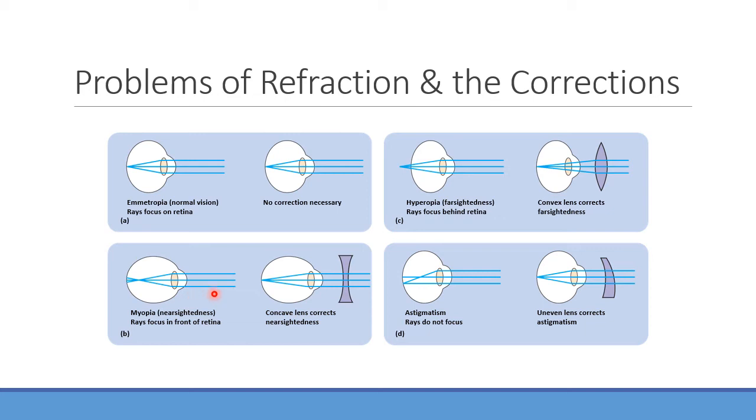Okay, and then astigmatism is where everything's kind of going a little crazy, and you have multiple focal points, and by getting something like an uneven lens, a cylindrical lens, this is going to be able to help correct that. Okay.